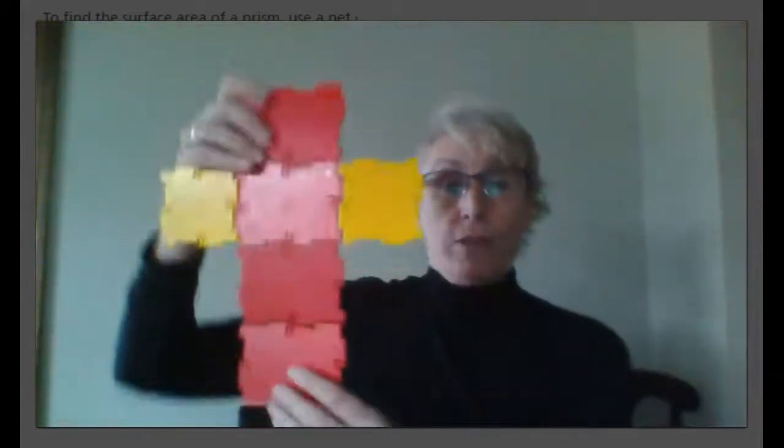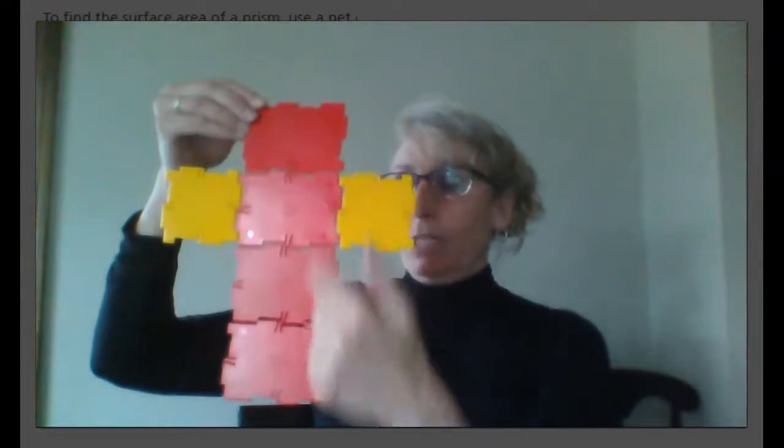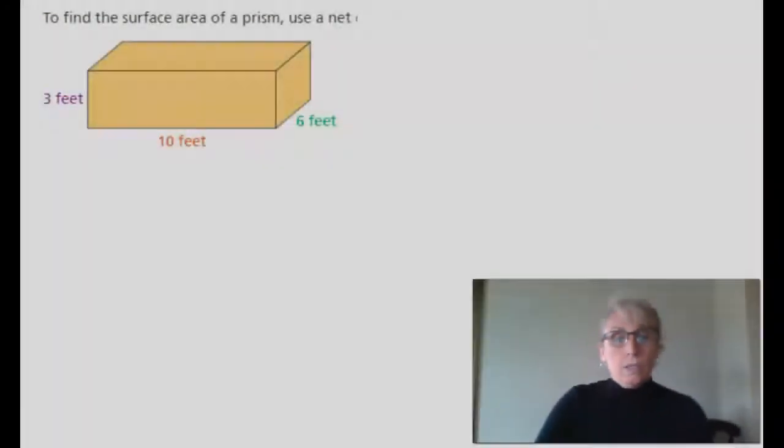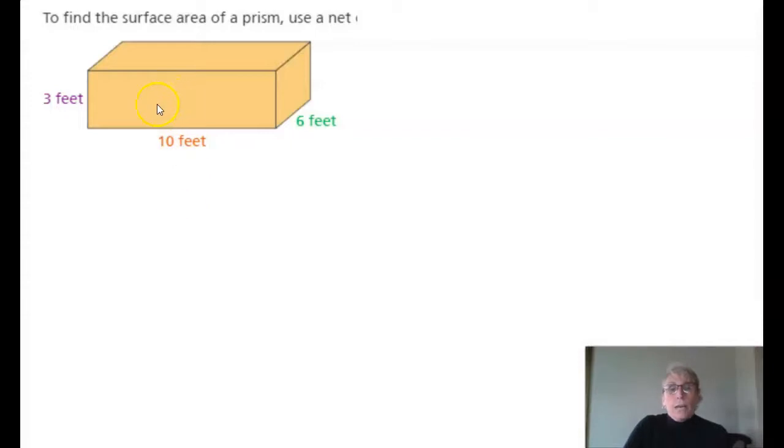One way to do that is to draw your prism. Draw the net of your prism, find the area of each of these shapes, and then add them together. So let's see how we could do that on paper. All right, if I wanted to find the surface area of this rectangular prism here, I would draw the net of it. So let's see.